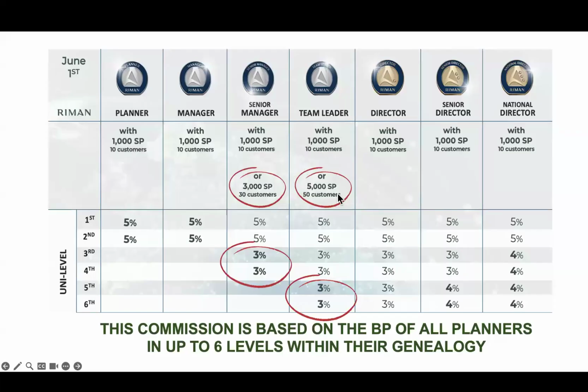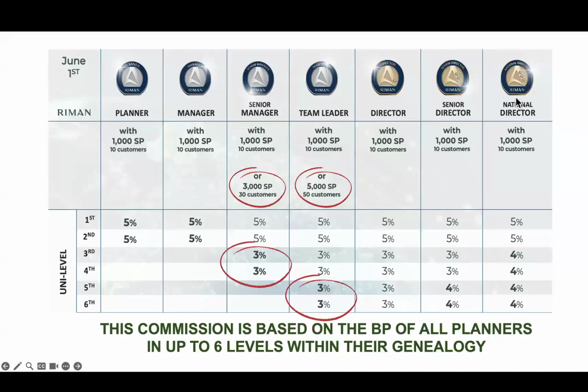Same thing at team leader, right? Team leader, majority bulk of the money is at team leader, right? So what they're saying is if you do 1,000 SP and 10 customers, you're going to unlock 4 levels, 5, 5, 3, 3% of your uni level. But you do the extra credit, you go the extra mile, you show excellence, and you're able to do this because the product is good. 5,000 SP and 50 customer accounts, you're going to unlock an additional 2 levels, which is going to open up a total of 6 levels.